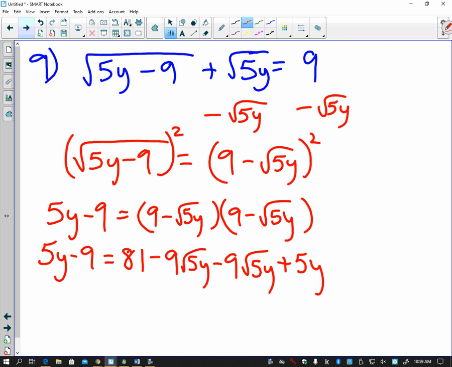Okay, I hope so. All right, so now we can go in and we need to combine some like terms and reduce some things. 81 doesn't have a like term with anything, okay? Negative 9 radical 5y minus 9 radical 5y is negative 18 radical 5y plus 5y.